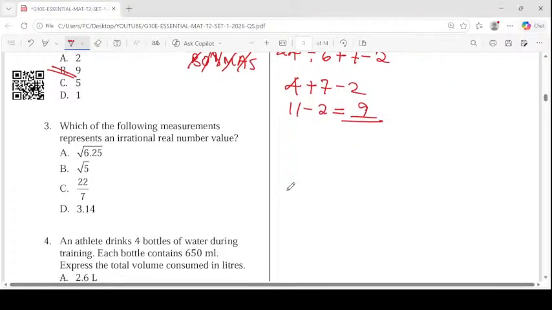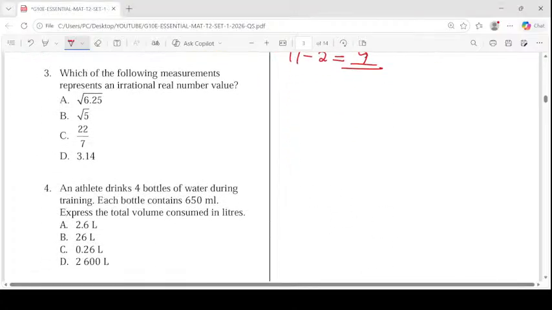Allow me to have a look at question number 3. Which of the following measurements represents an irrational real number value? An irrational real number value is a number that is either a non-terminating decimal or a non-repeating decimal. When you look at this, the square root of 6.25 becomes exactly 2.5.